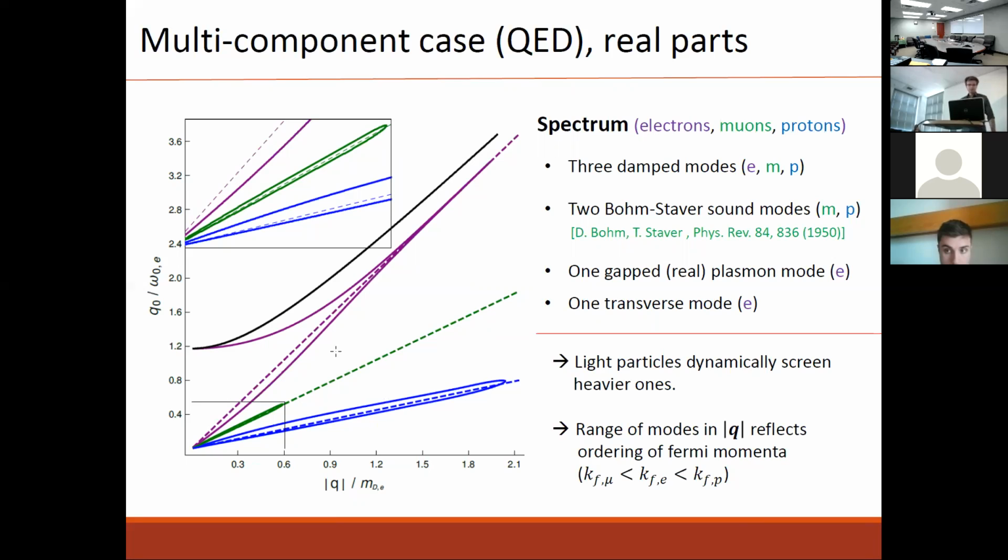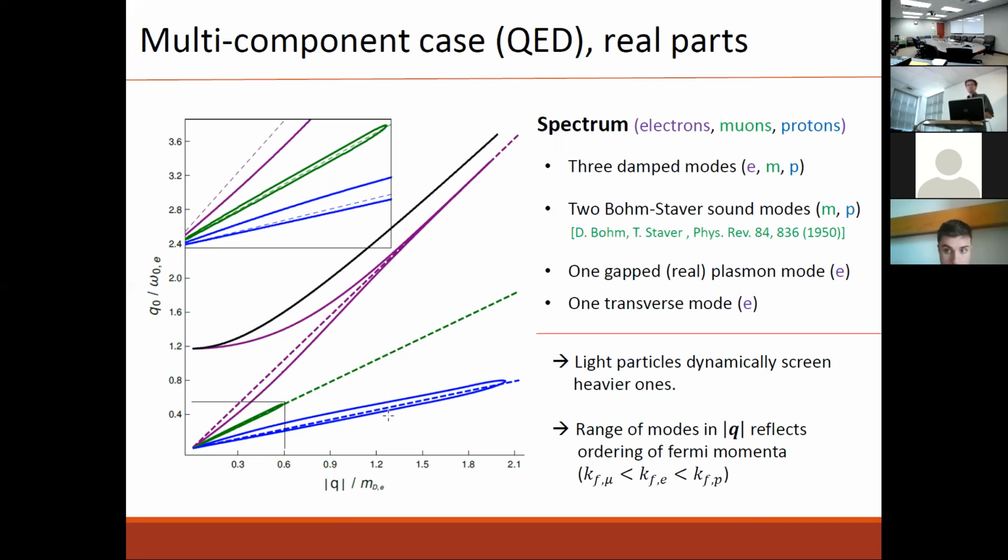You can also see that the plasmon modes that would exist separately for electrons, muons, and protons have been reduced to sound modes. So now both parts of the FUMP that we saw before, which are lying above and below the lines of VF times Q separately for electrons, muons, and protons. For protons and muons, both of these lines now go to zero like a sound-like mode. And the reason is that as long as you have much lighter particles in the spectrum that can efficiently screen the heavier ones, the gapped plasmon excitation gets reduced to a sound mode.